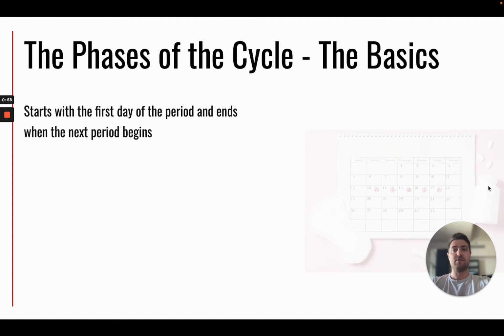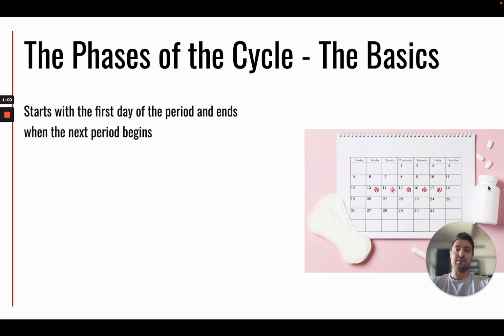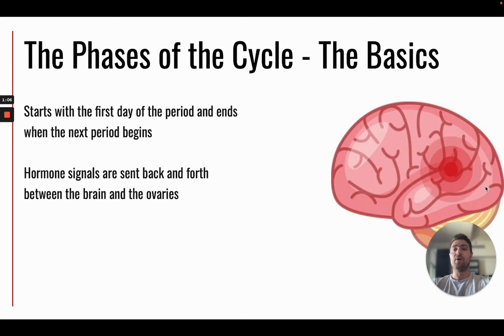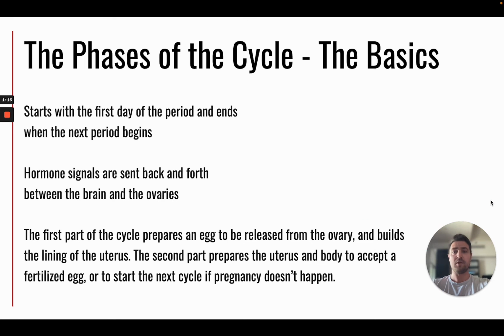So, the phases of the cycle, the basics. It starts with the first day of your period and ends with the start of your next period. The hormone signals are sent back and forth between the brain and the ovaries to determine what needs to happen, what action should be taken next to ensure the process is completed. The first part of the cycle prepares the egg to be released from the ovaries, and the second part prepares the body to either accept a fertilised egg or to start the next cycle if pregnancy doesn't happen.